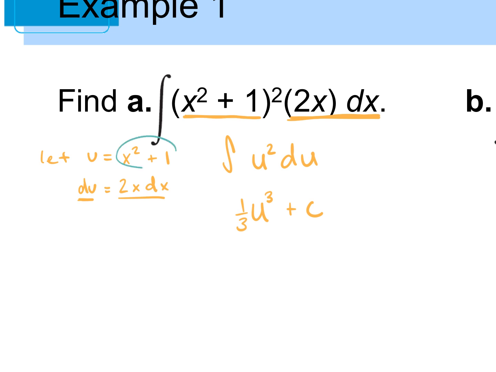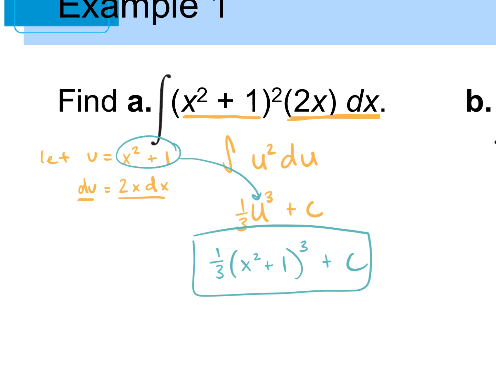So the last step is we want to substitute the x's back in. I'm going to take what u is equal to, and plug that into the u. So we have 1/3 times x squared plus 1 cubed plus c. So this would be our antiderivative. If we took the derivative of this, you would end up with the original question. So you can always check your work by taking the derivative of your answer.